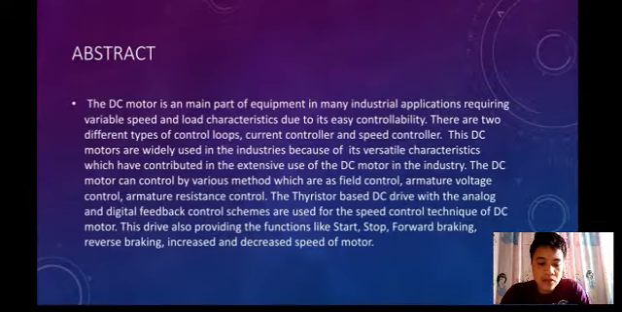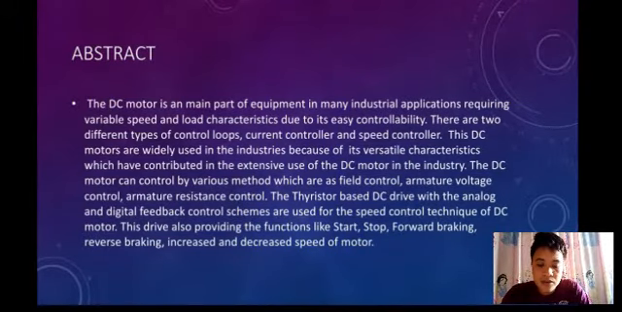There are different types of control loops: current controller and speed controller. These DC motors are widely used in the industries because of their versatile characteristics, which have contributed to the extensive use of DC motor in the industry. The DC motor can be controlled by various methods, which are field control, armature voltage control, and armature resistance control.